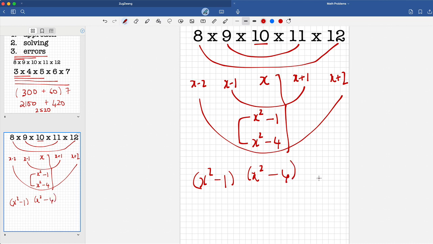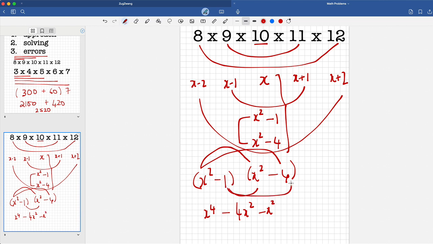Let's use the FOIL method. FOIL stands for first, which is x power 4. Outer, which is minus 4x squared. Inner, which is minus x squared. And last, which is plus 4. This is the FOIL method: first, outer, inner, last. So I can combine these two terms. They're very similar. So in other words, I have x power 4 minus 5x squared plus 4.